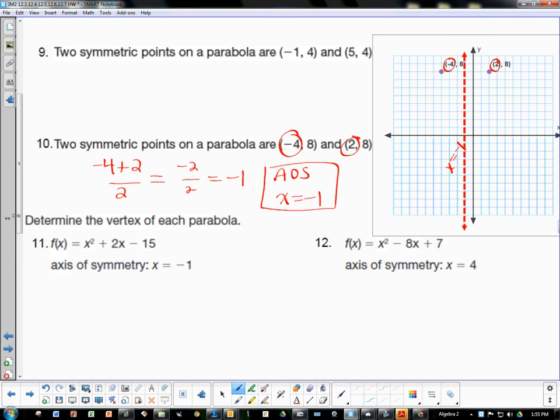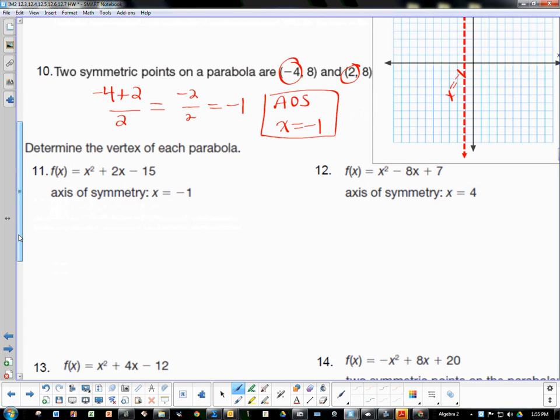Okay, moving forward to number 11. Number 11 says determine the vertex of the parabola.